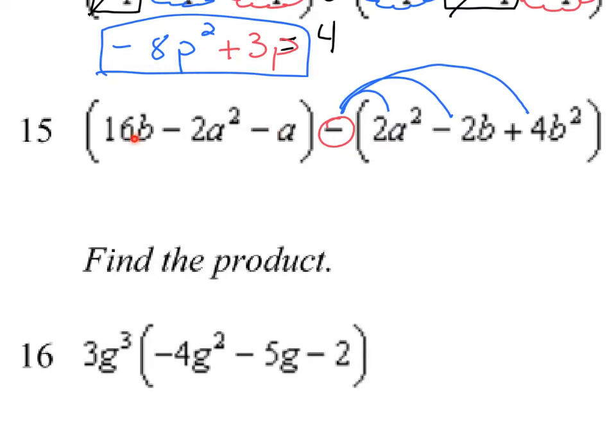The first polynomial is going to stay the same. You're not going to change the signs. You're not going to multiply by any number. So I'm just going to bring down the terms. Negative 2a squared minus a. And I'm going to multiply the negatives.